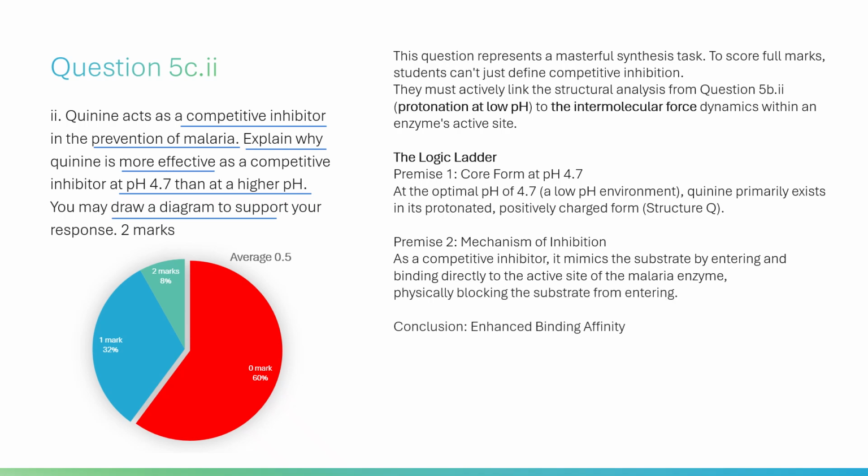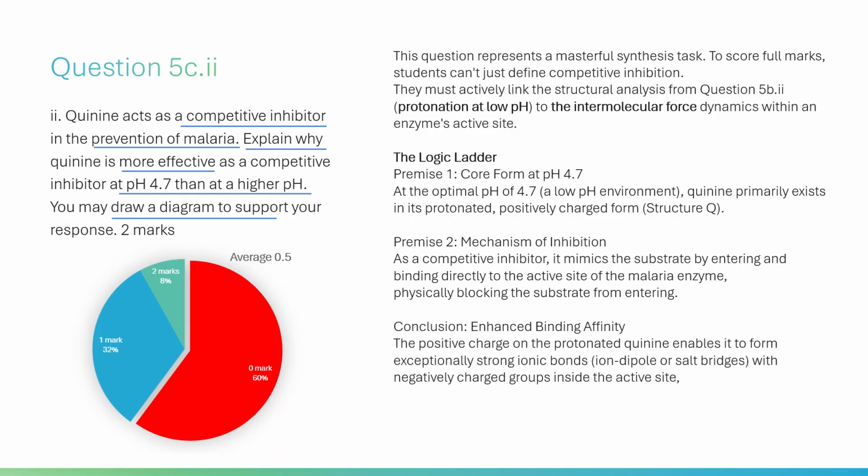Conclusion, enhanced binding affinity. The positive charge on the protonated quinine enables it to form exceptionally strong ionic bonds, ion-dipole interactions, or salt bridges with negatively charged groups inside the active site, making it a far more tightly bound, effective inhibitor than the neutral form at higher pH.